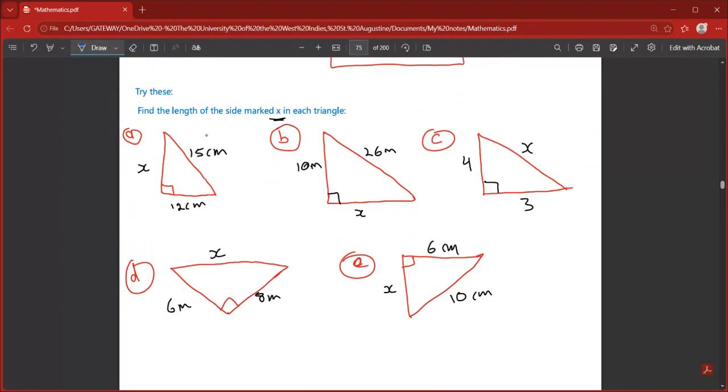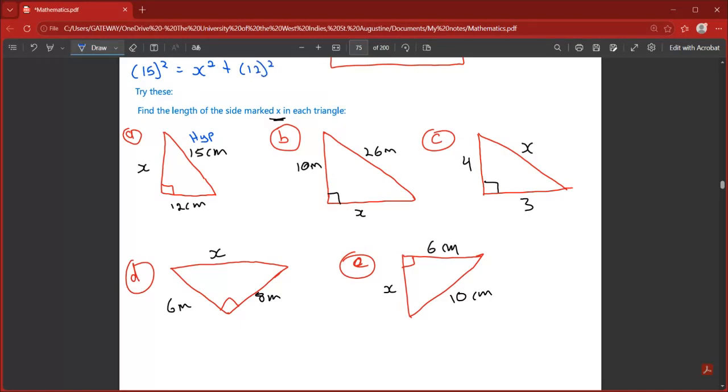So this will be called the hypotenuse side. I put HYP for hypotenuse. That's the side you really care about. So this will be 15 squared is equal to the sum of the other sides where each term is squared. So this will be x squared plus 12 squared.